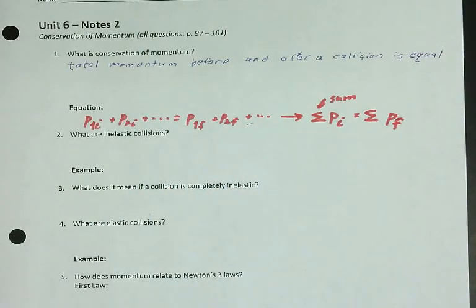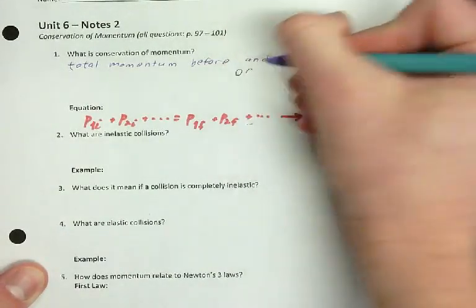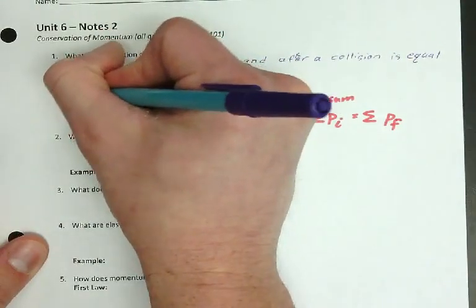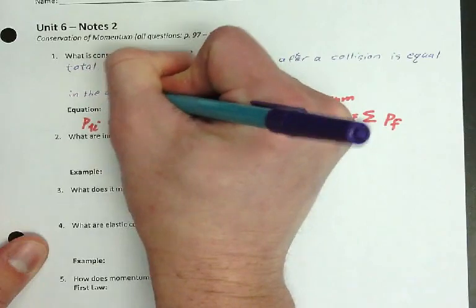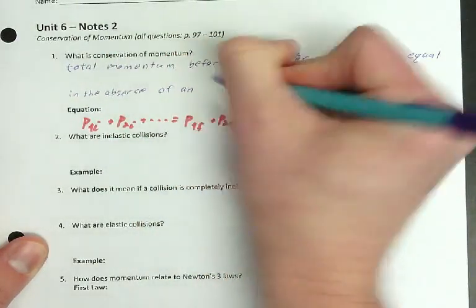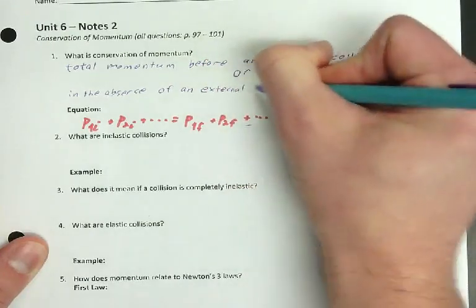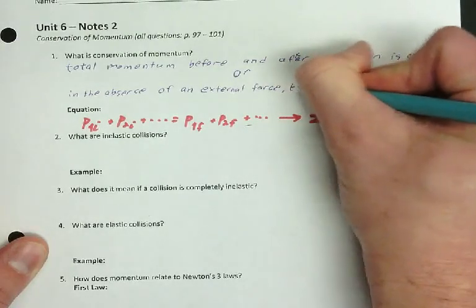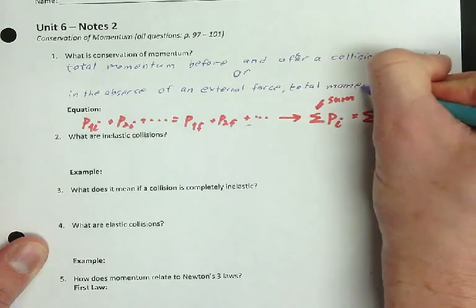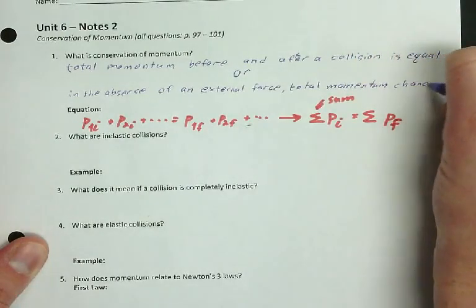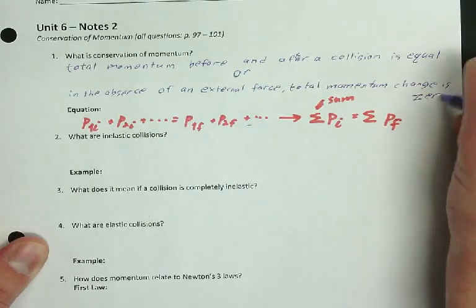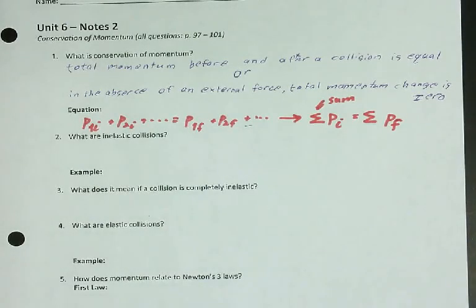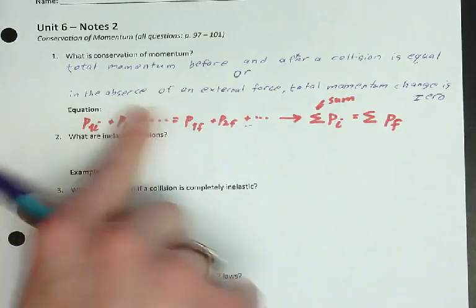Now, I told you there's another definition for conservation of momentum, which is the way that Newton kind of thought about it. In the absence of an external force, total momentum change is 0. We'll come back to that idea a little bit later. So that's the other way to think about it. I'm fine with either definition. Either definition is correct. This is the way it's easier for people to think about, but this is the way that Newton thought about it.